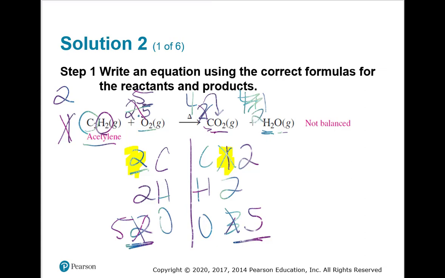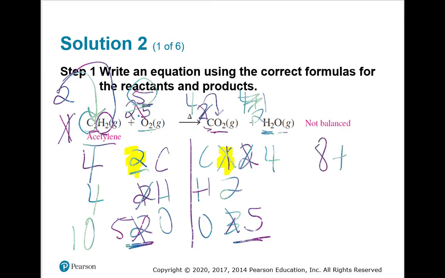Let's do an atom count now. On the left, I would have 4 C's, 2 times C2. I would have 4 H's, and I would have 5 times 2 is 10 oxygens. Let's look at the right side. 4 times that 1 carbon would be 4 carbons. That would be 8 O's plus 2 O's from the water. That would be 10 O's. And let's look at our H's. 2 times 2 would be 4.